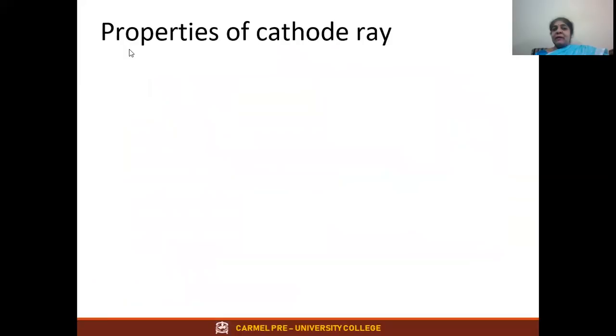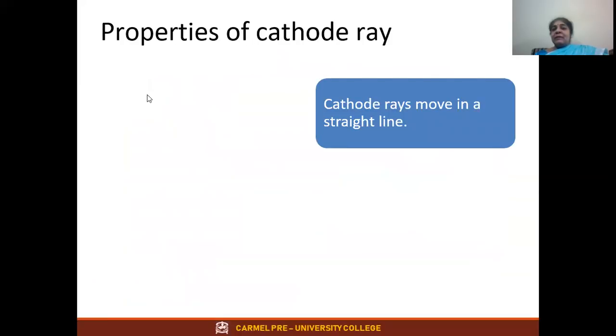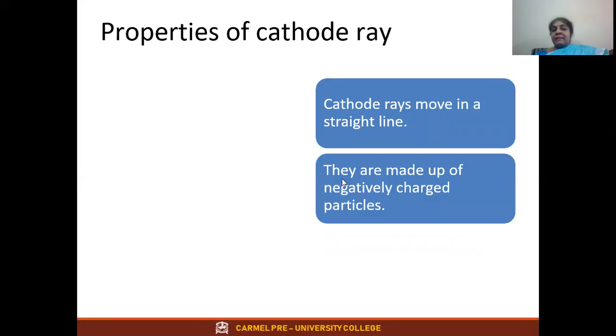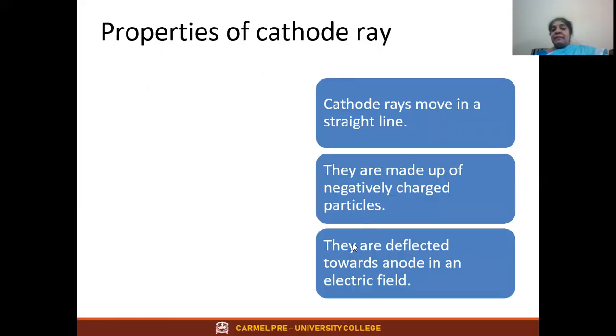Very, very important. What are the properties of cathode rays? Cathode rays move in a straight line. They are made up of negatively charged particles. They are deflected towards the anode in an electric field.